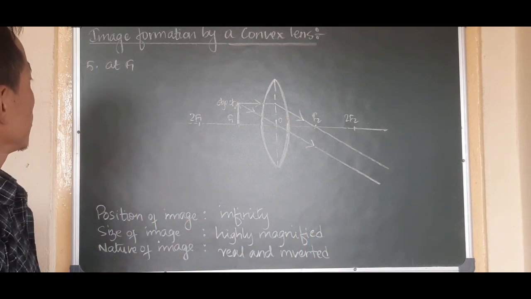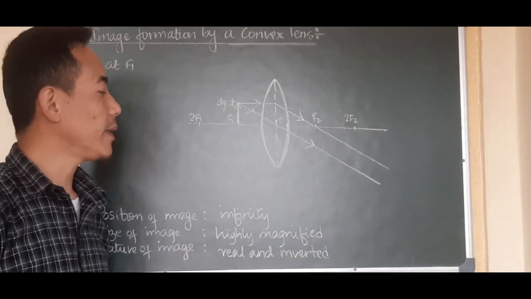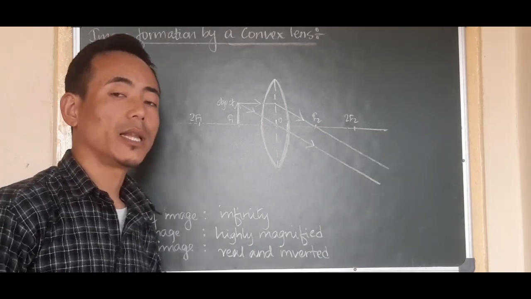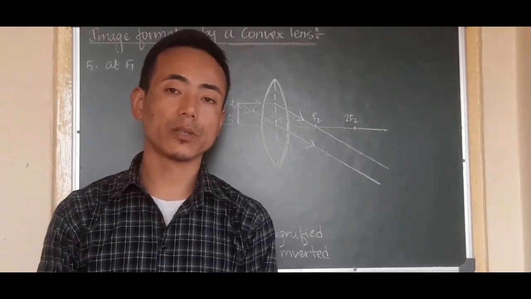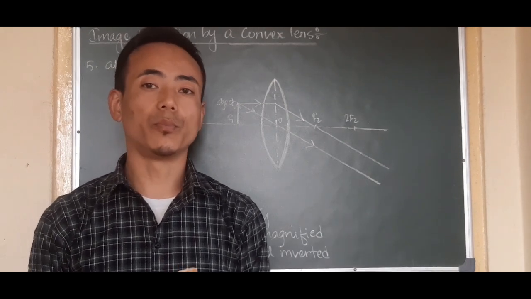So when an object is at f1, the image is formed at infinity. It will be highly magnified, and it will be a real and inverted image. So this is case number 5. Now let's discuss the last case, which is very important also.